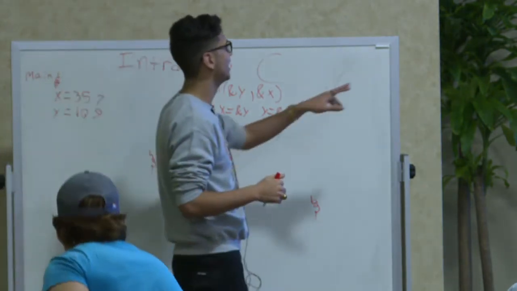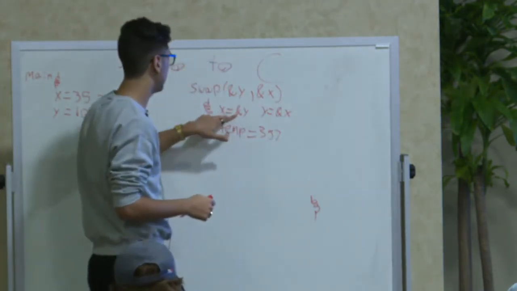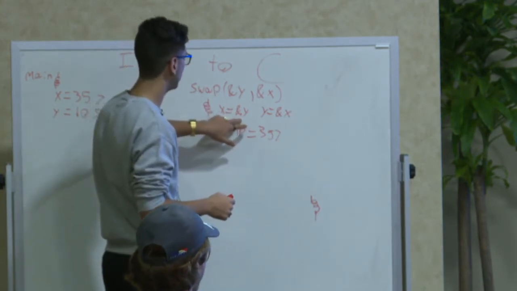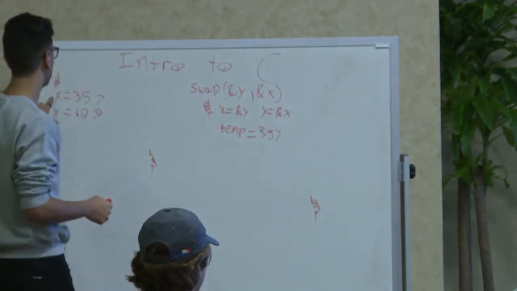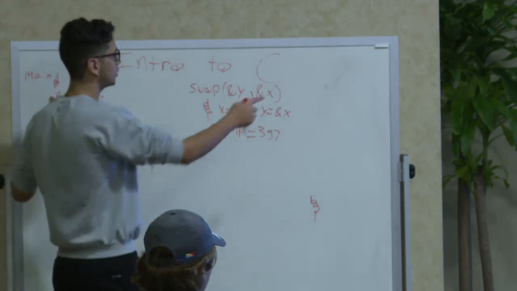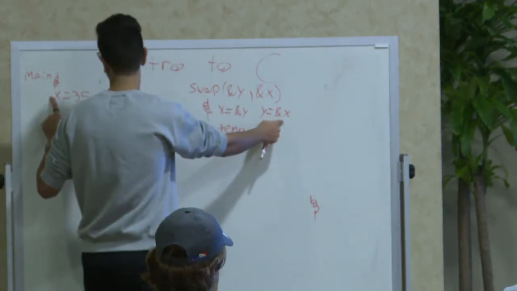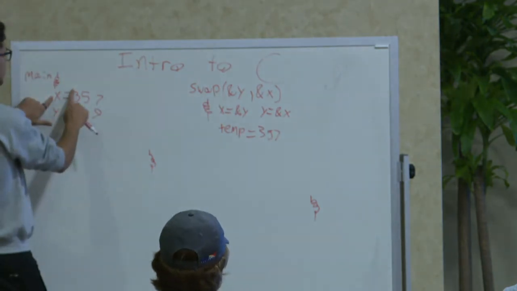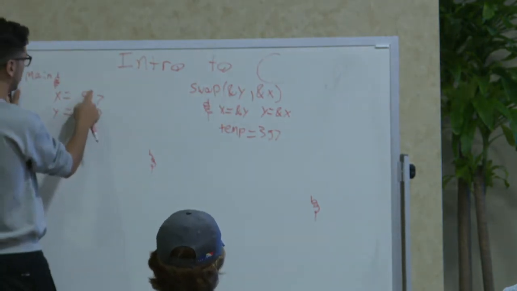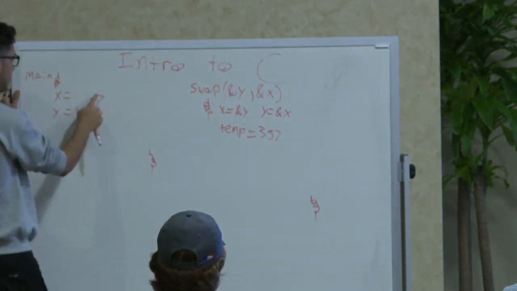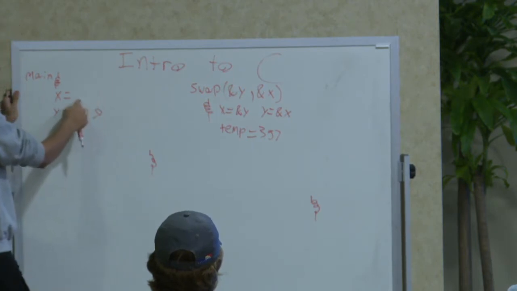Then we say dereferenced x, so the address of y. So we're going to be looking over here, is equal to dereferenced y, which is going to be the address of x. So now we're looking at here, and we're actually changing this value to 109. Do you guys see that? I can go through that one more time if that wasn't clear.